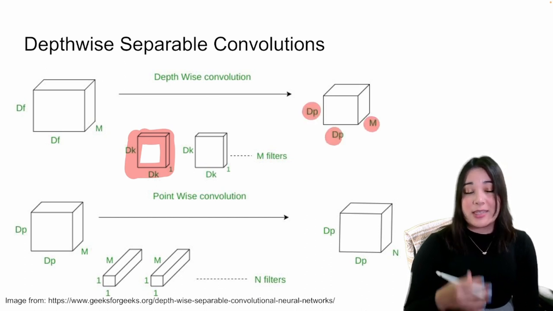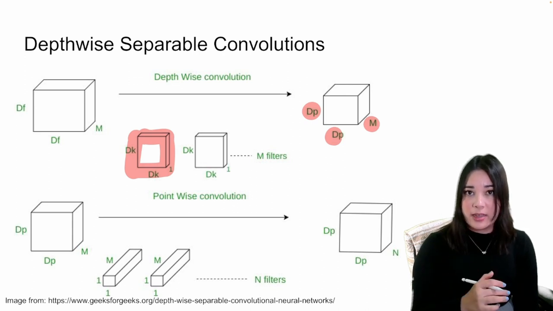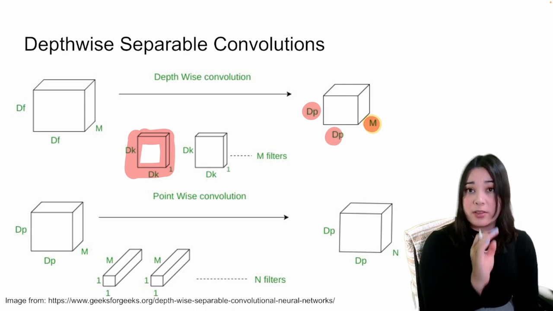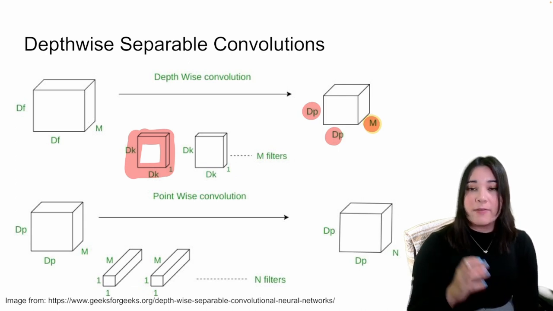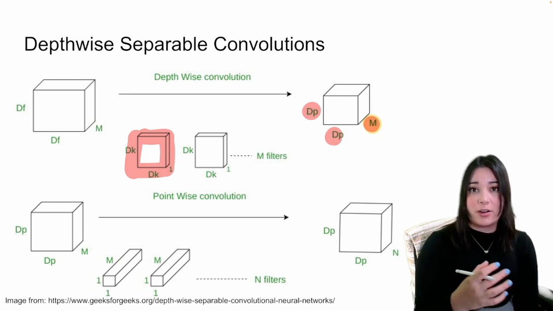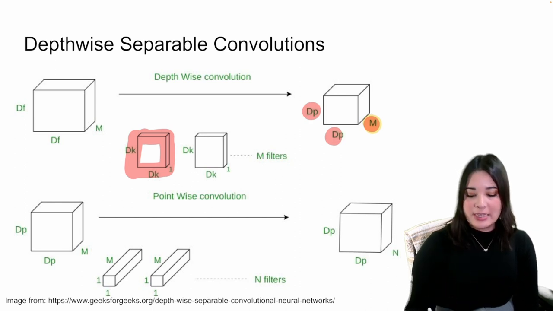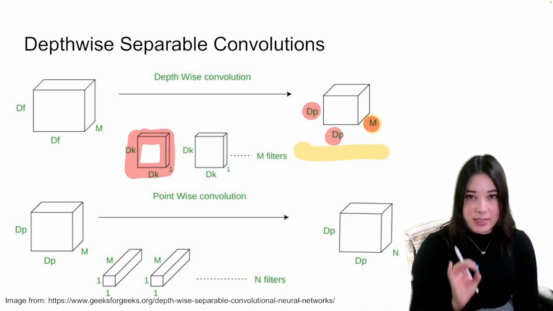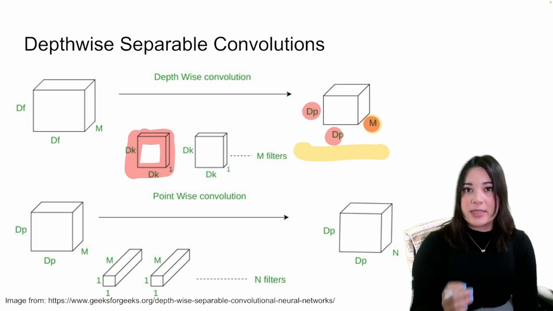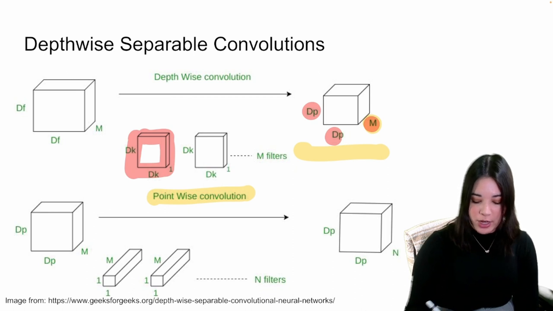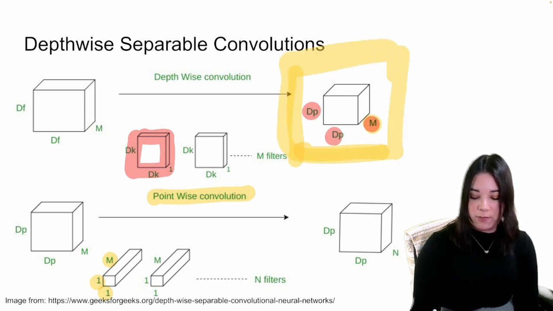dp by dp is again the number of places the filter can land. And m is the number of channels, also the number of filters that we've so far applied to our image. So remember, we have m filters, one per channel in our input. And for each of those inputs, we just slide it over that individual channel. However, this output that we've created is not the size that we want it to be. So we have a second convolutional step, the pointwise convolution. For the pointwise convolution, we take these one by one filters that are m deep and we apply them to the output of our previous convolution.